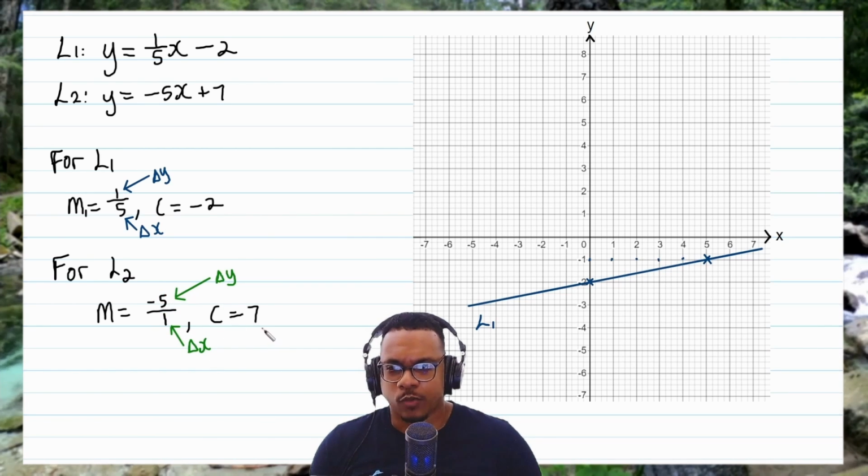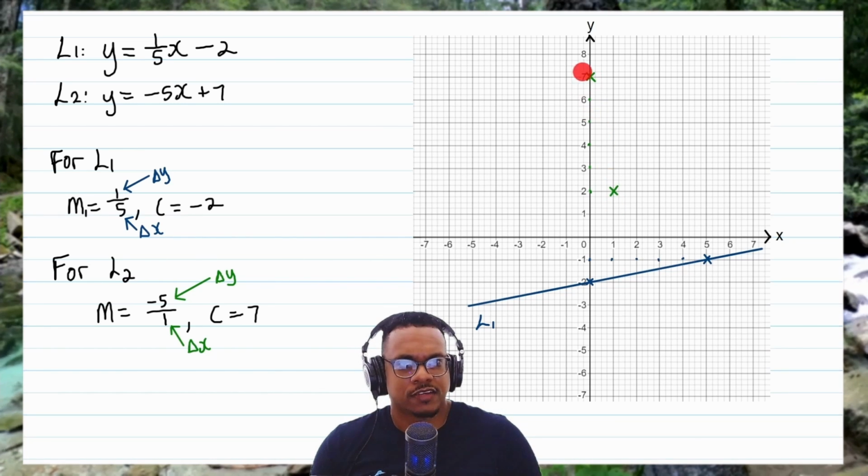So first I'll plot my y-intercept, which is positive 7. So I plotted my y-intercept as 7 on the y-axis. And now from the 7, my change in y is negative 5. That means going 5 downwards from the 7. And my change in x is positive 1, so I'll go 1 across. Now going negative 5 downwards for my change in y being negative 5. So 1, 2, 3, 4, 5. And now my change in x is positive 1. So I'll go 1 across to the right.